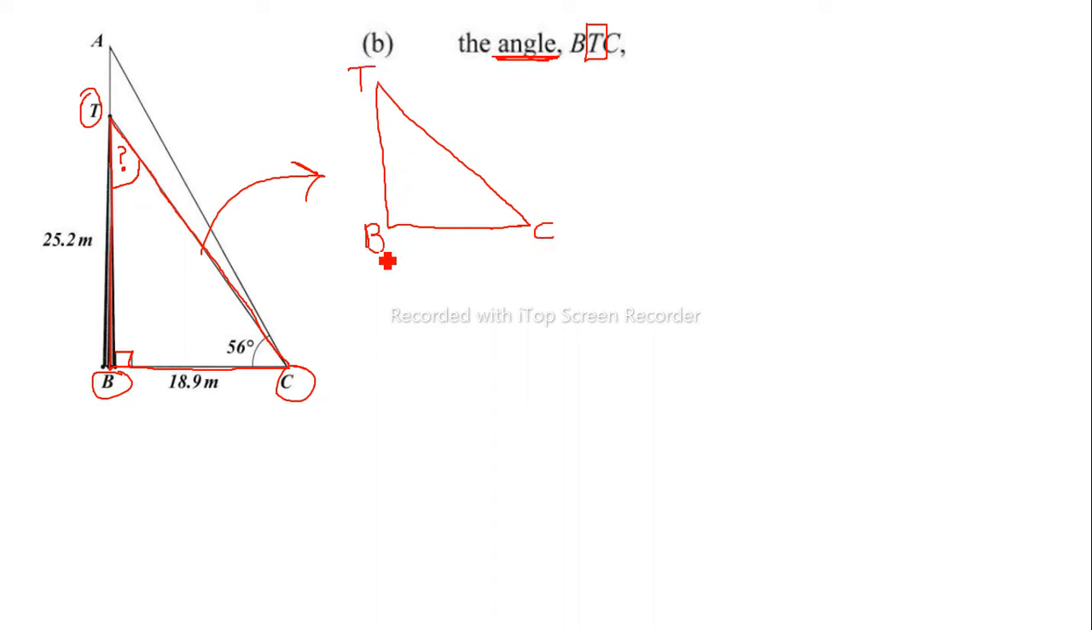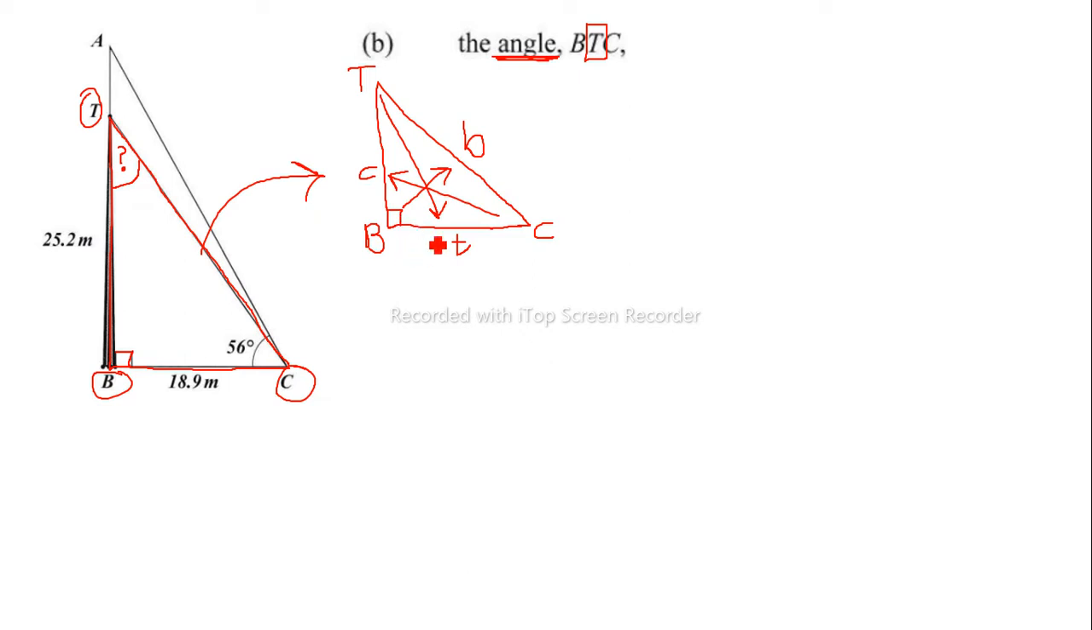Now remember what the sine rule says. If this is capital B, its corresponding side will be small b. If this is capital C, its corresponding side will be lowercase c. And if this is capital T, its corresponding side will be lowercase t. Good. So this is a right angle. It's very important to note that.